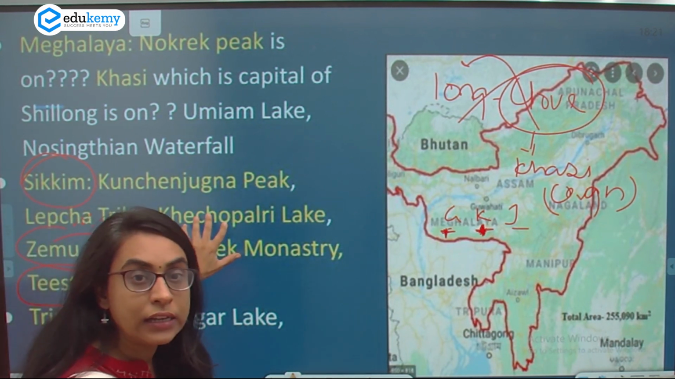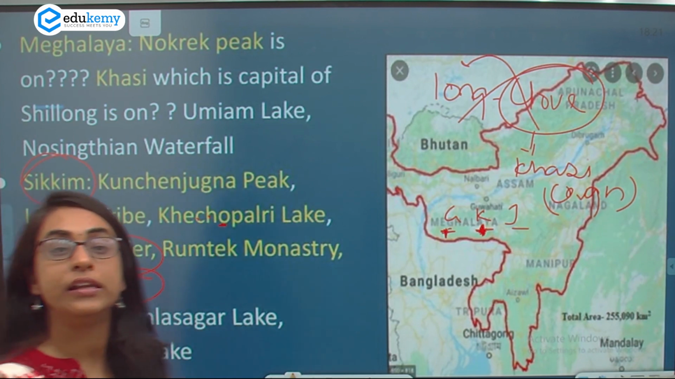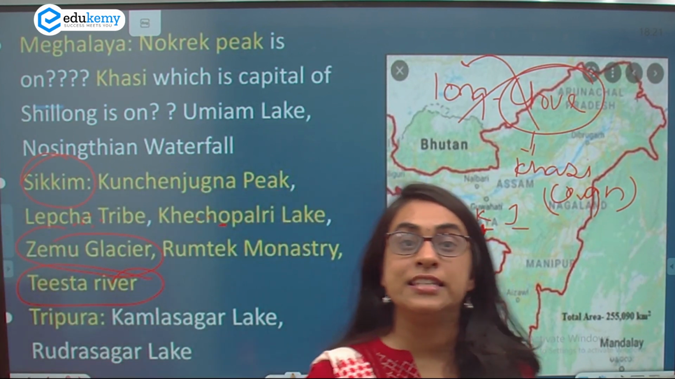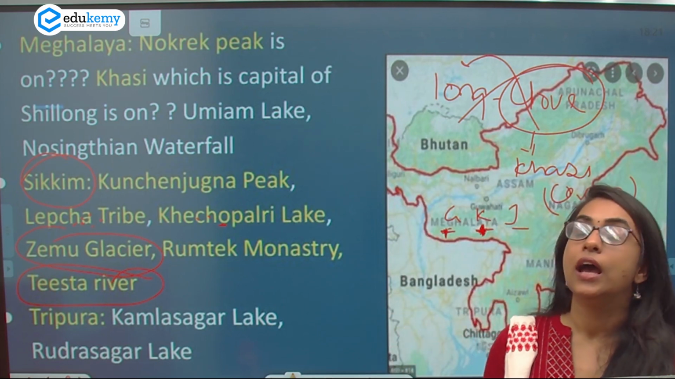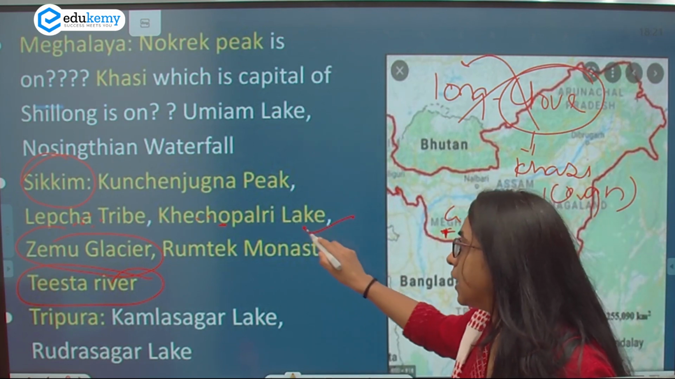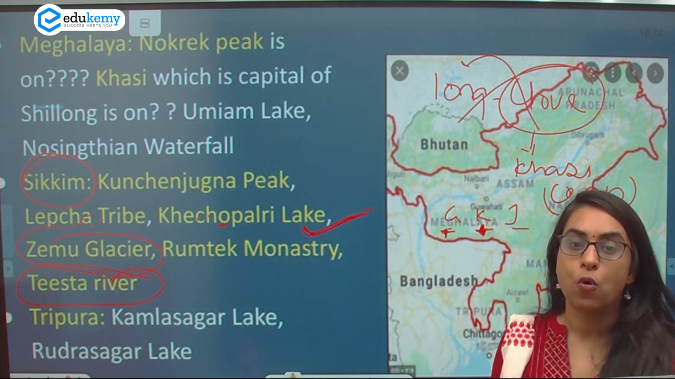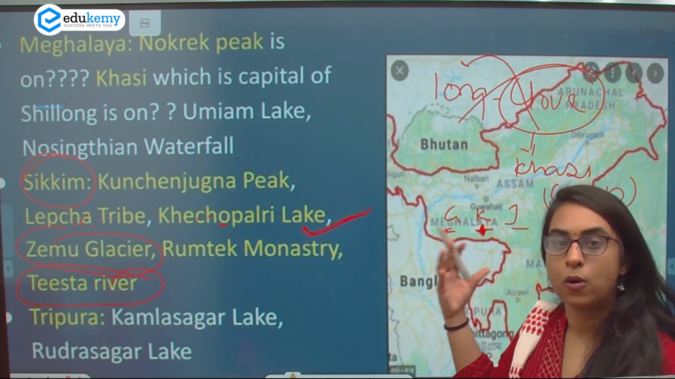A very important lake in Sikkim is the Khecheopalri Lake. Sikkim has the Zemu Glacier, which is the source of the Teesta River, and an important monastery in Sikkim is the Rumtek Monastery. This is about Sikkim.